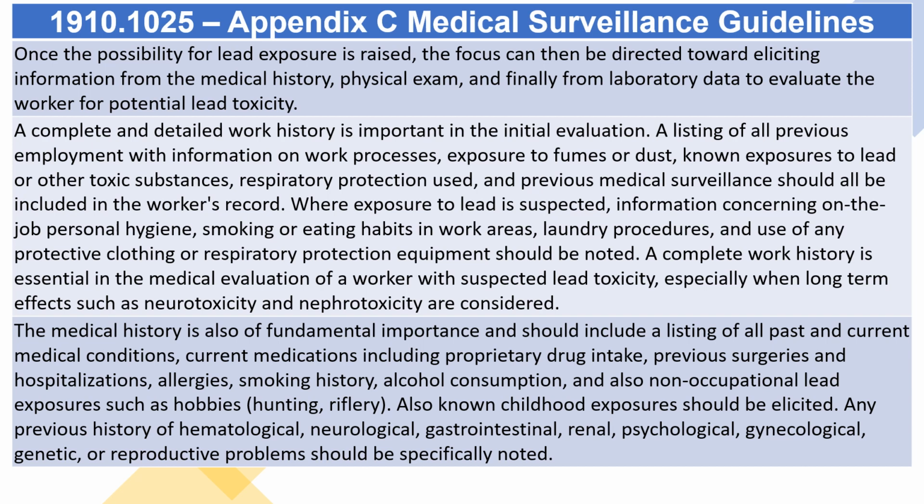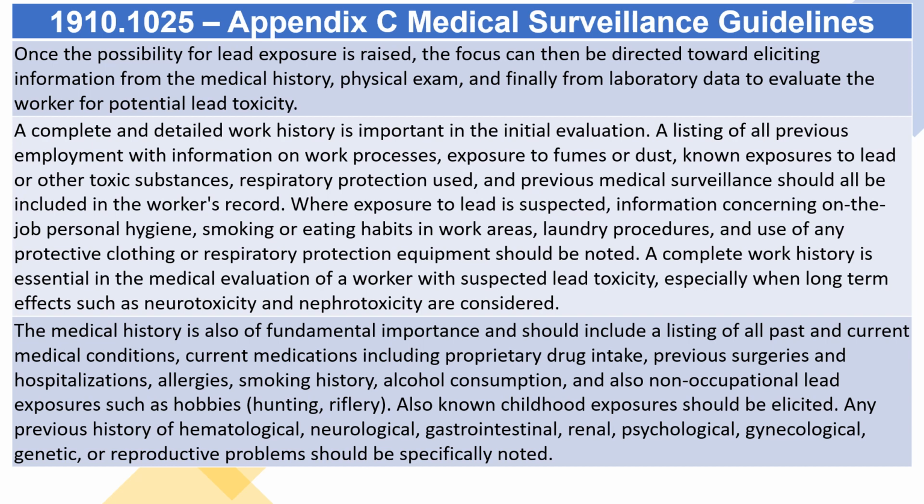A complete and detailed work history is important in the initial evaluation. A listing of all previous employment with information on work processes, exposure to fumes or dust, known exposures to lead or other toxic substances, respiratory protection used, and previous medical surveillance should all be included in the worker's record. Where exposure to lead is suspected, information concerning on-the-job personal hygiene, smoking or eating habits in work areas, laundry procedures, and use of any protective clothing or respiratory protection equipment should be noted. A complete work history is essential in the medical evaluation of a worker with suspected lead toxicity, especially when long-term effects such as neurotoxicity and nephrotoxicity are considered.